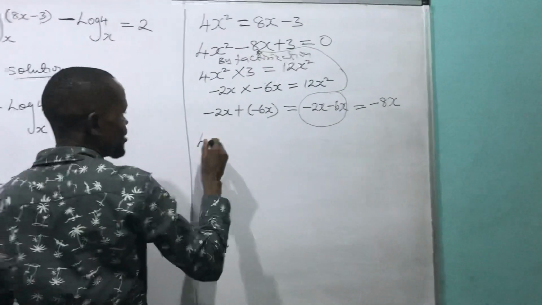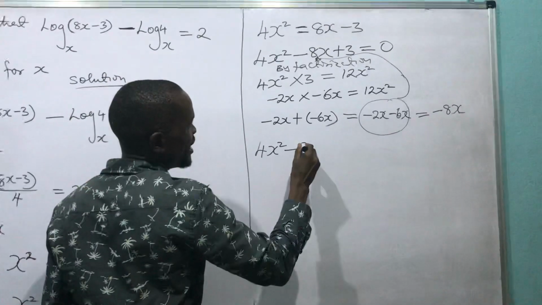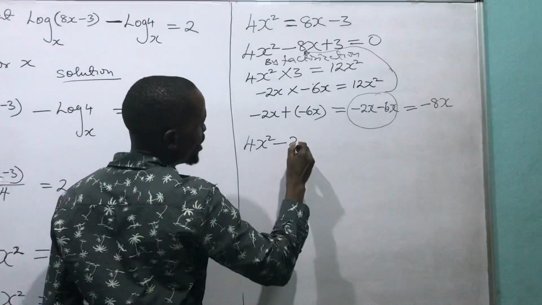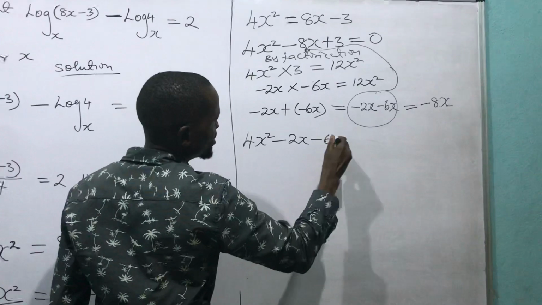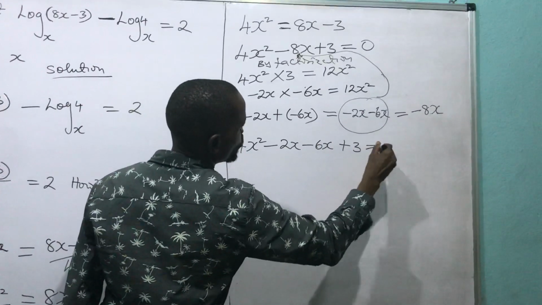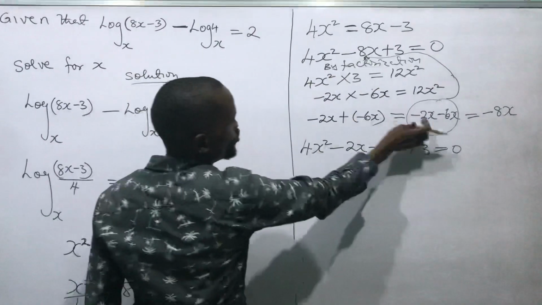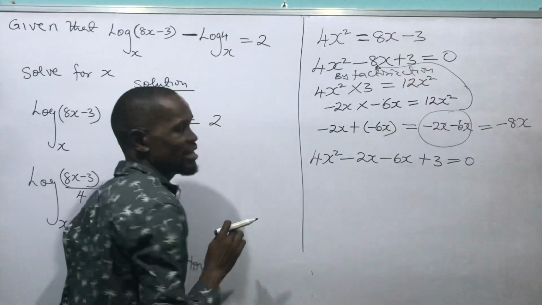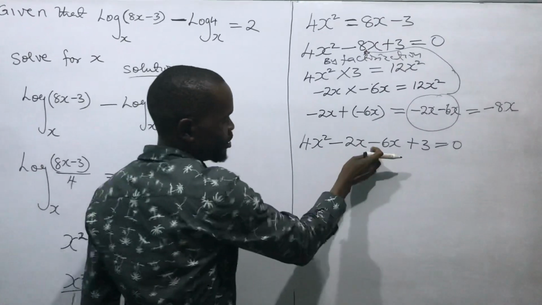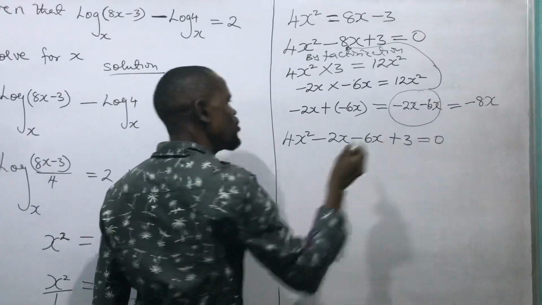And this implies that 4x squared minus 2x minus 6x plus 3 is equals to 0. You follow what I'm doing? Look at it. I'm using this to replace the minus 8x, and this plus this will give me minus 8x. I didn't change anything in this equation. So can we move ahead?